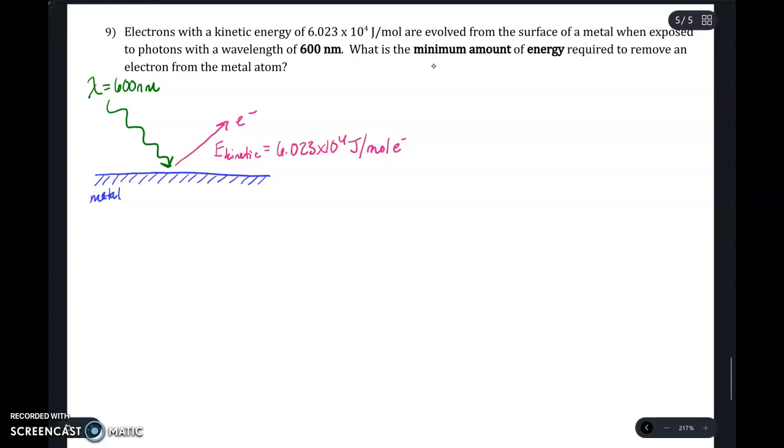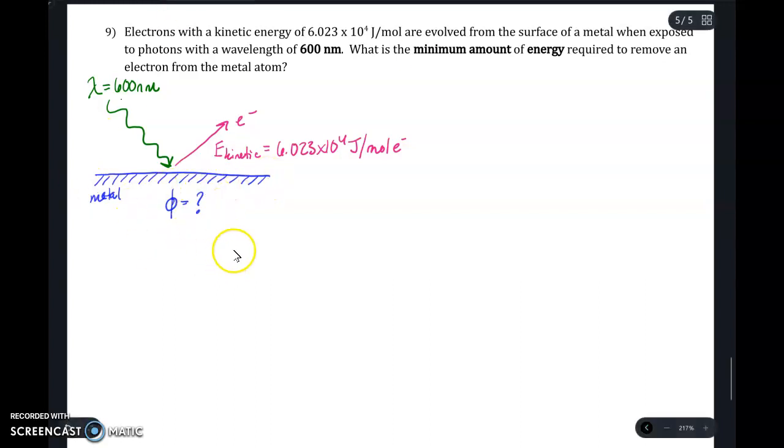So note here, if you've watched any of my other videos on the photoelectric effect, this problem's kind of similar to the first video that I recorded, where we were trying to solve for what the work function would be of the metal. That is what this last statement means. What is the minimum amount of energy required to remove an electron from the metal? That is the definition of work function or binding energy.